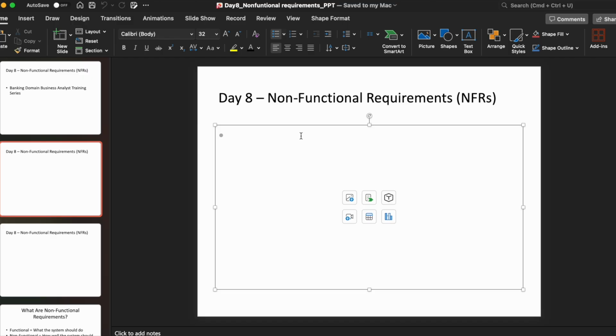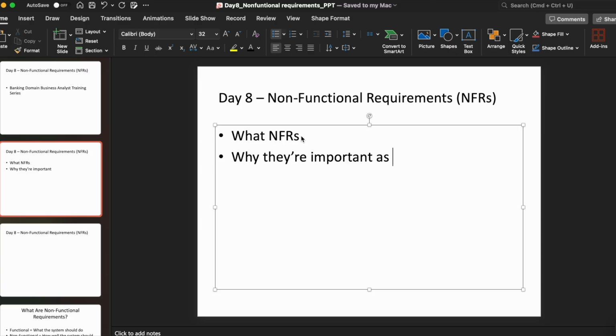Okay, let me add this one. What is a non-functional requirement in the short form? I'll write NFRs, and why they are as important as functional requirements.